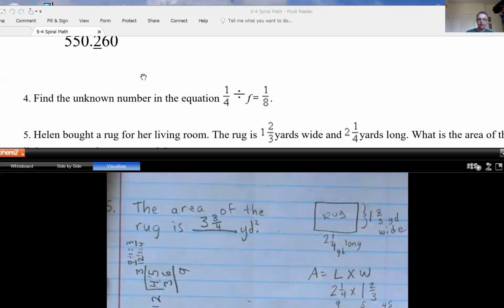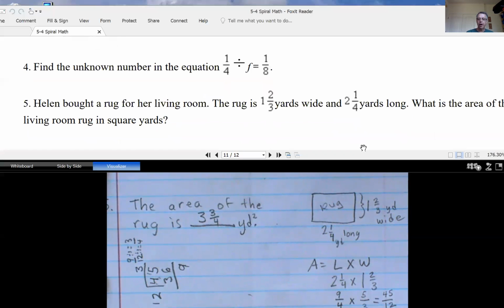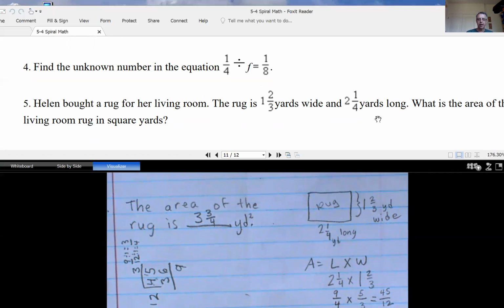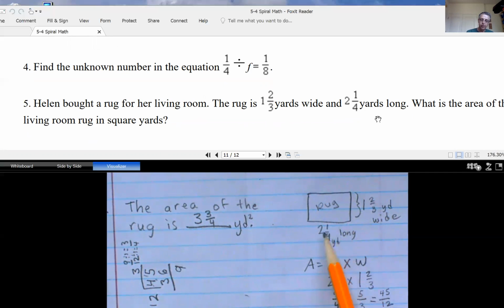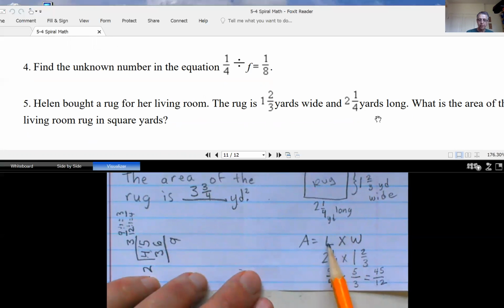On number 5, boys and girls, there's a word problem about Helen who bought a rug, and the rug was 1 2/3 yards wide and 2 1/4 yards long. So what is the area of the living room rug in square yards? I drew a model right here, 2 1/4 yards long times 1 2/3 yards wide. To get area, what I needed to do is multiply the length times the width. My length was 2 1/4 yards, and my width was 1 2/3 yards.